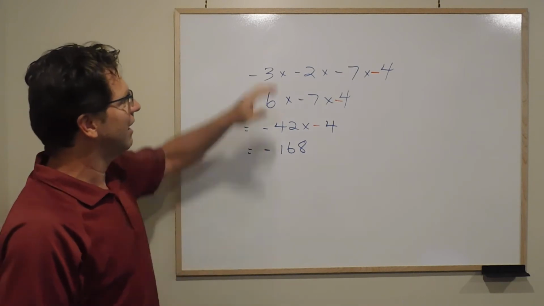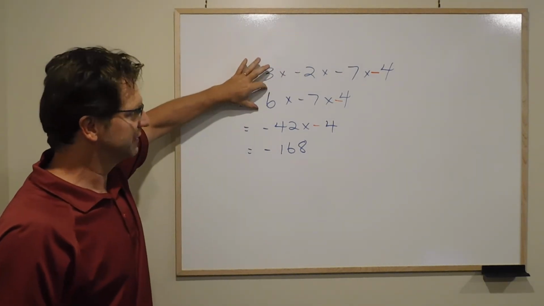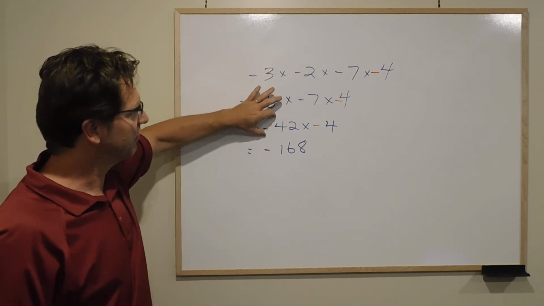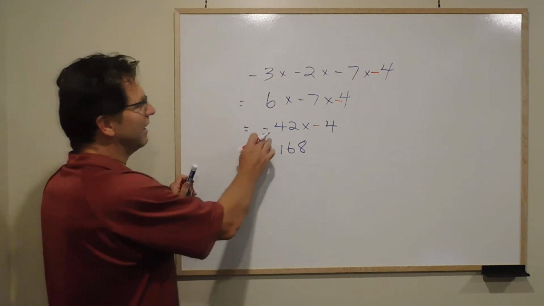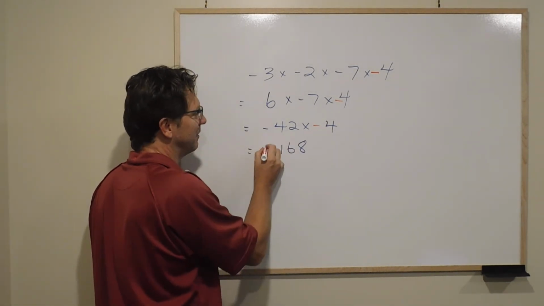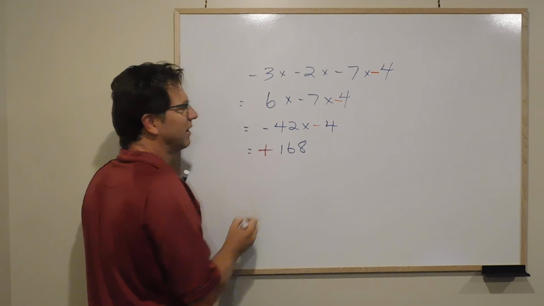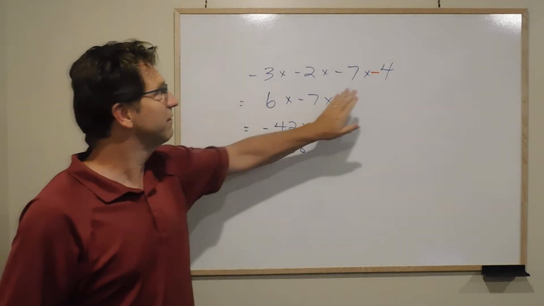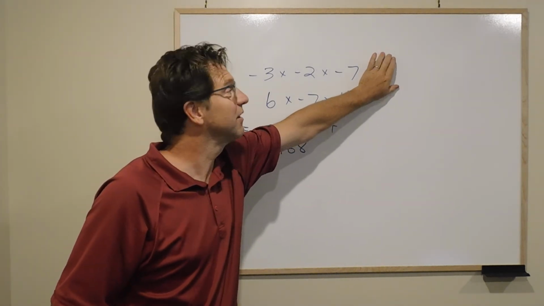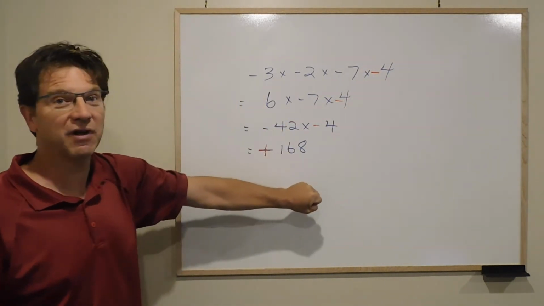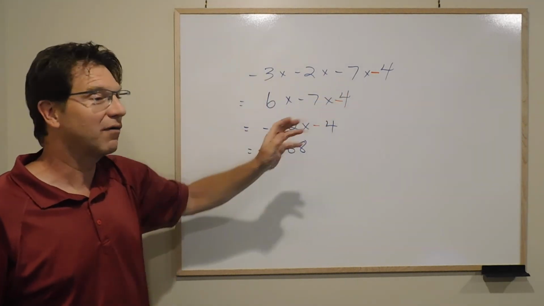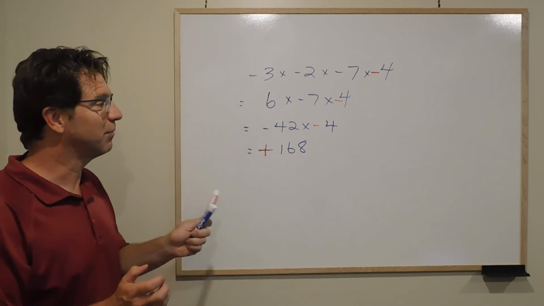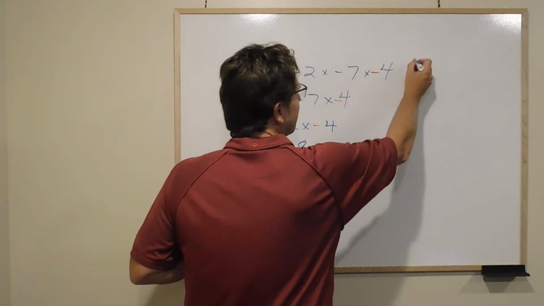So the impact it would have is negative 3 times negative 2 is positive 6. And positive 6 times negative 7 is negative 42. But now we would end up with a negative times a negative. And a negative times a negative is a positive. So what they're explaining on this slide is if I have an odd number of negative numbers, I'll have a negative answer. But if I have an even number of negative numbers, so 4 in this case, I will have a positive answer.